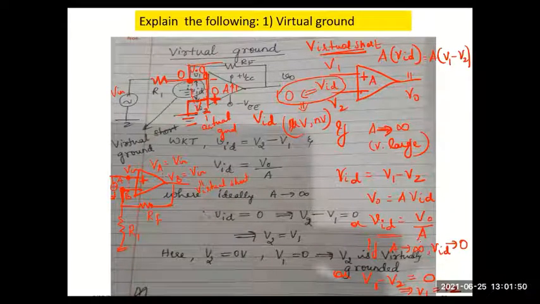So considering this equation that VID is V0 by A, if A becomes infinity, VID becomes 0, and VID is nothing but V1 minus V2. But I told you, remember that there will be a small voltage which will generate a large output voltage. But for our purposes, we are not interested in accuracies as small as the 4th, 5th decimal place. So we will consider that VID is 0 in our considerations and it works quite well. You will not see a large difference or change in gain.